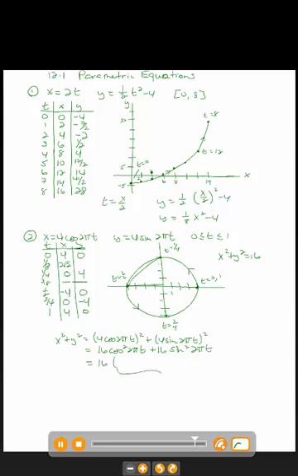Factor out the 16, and we have this, which I call the granddaddy. It's the Pythagorean identity, and this piece right here is equal to 1, so x squared plus y squared would be 16. So we see that this parametric equation is equivalent to the circle of radius 4 centered at the origin.